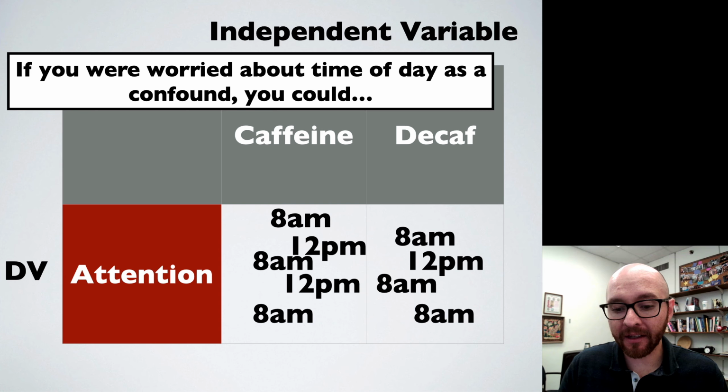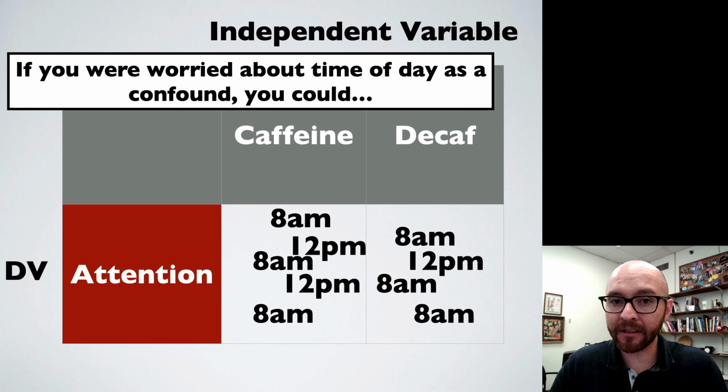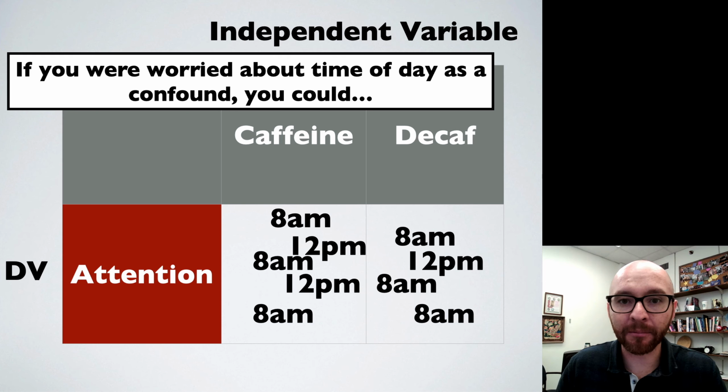So you would get about an equal amount of people in the caffeine condition getting 8 a.m. and noon, and you would randomize this process, and same thing for decaf. Now we're not worried that time is impacting the differences. If we see a difference after doing this, we're on stronger ground to make the claim that it's caffeine that helped improve attention, or if we found the opposite, it's caffeine that hurts attention.